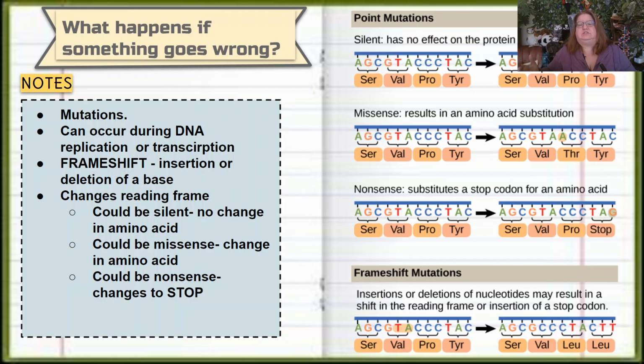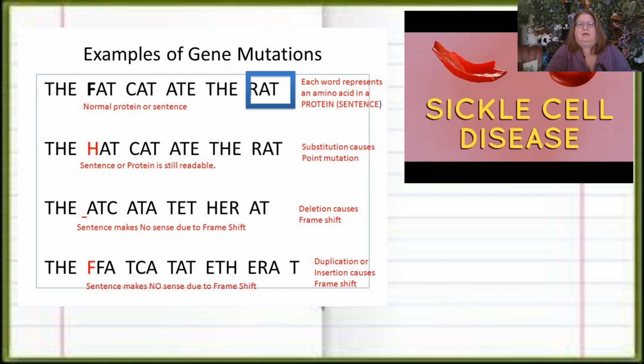And then it could lead to a nonsense as well, because if you shift, you may go from UAC, but then you insert a UGA, and that's a stop codon. So that could lead to a nonsense codon as well.